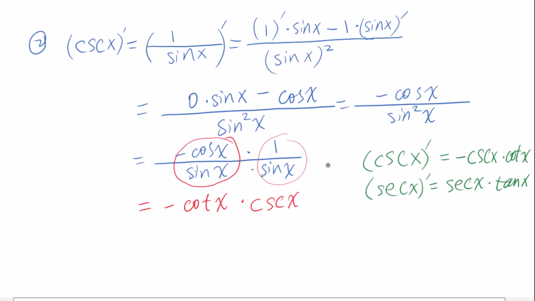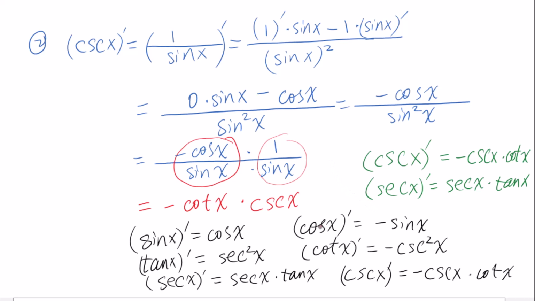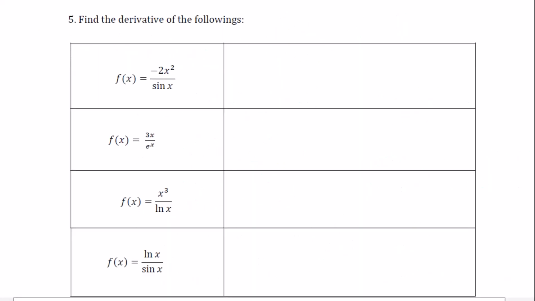Let's write down the derivatives of all 6 trig functions. We can draw a conclusion: when you see a co-function, there is a negative sign in the answer. Let's go to guided practice 5.